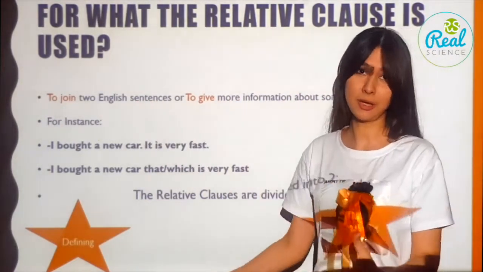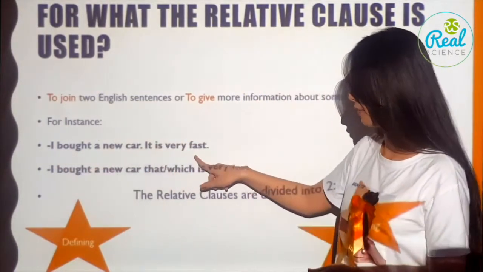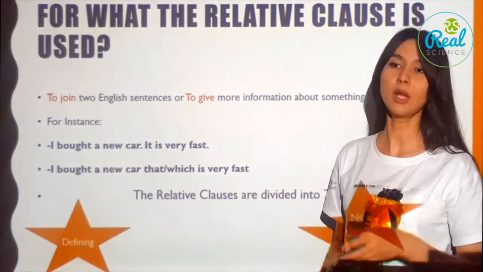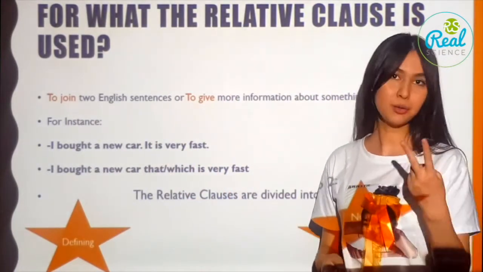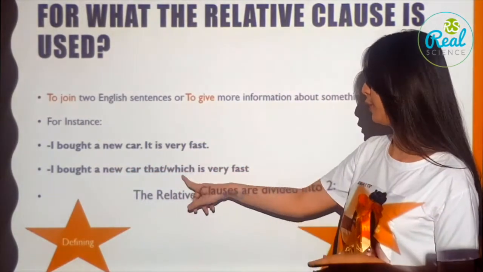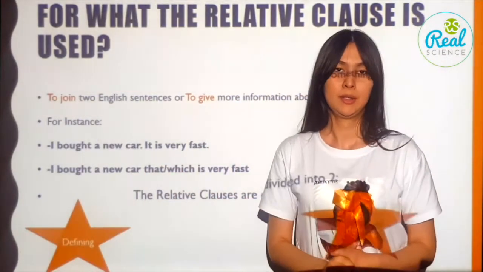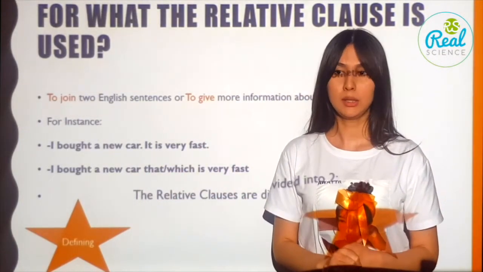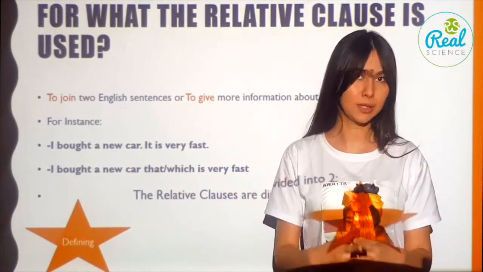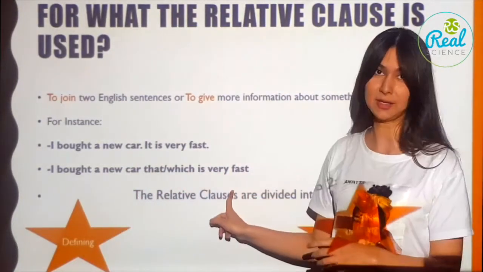For instance, let's look at the examples. The first one, I bought a new car. It is very fast. So how many sentences are there? There are two simple sentences. Yeah, there are two sentences. So now look at the second one. I bought a new car that, or which, is very fast. Now we are doing what? We're connecting them. Yes, good. By using relative clauses, we are connecting two sentences. So I bought a new car that or which is very fast.